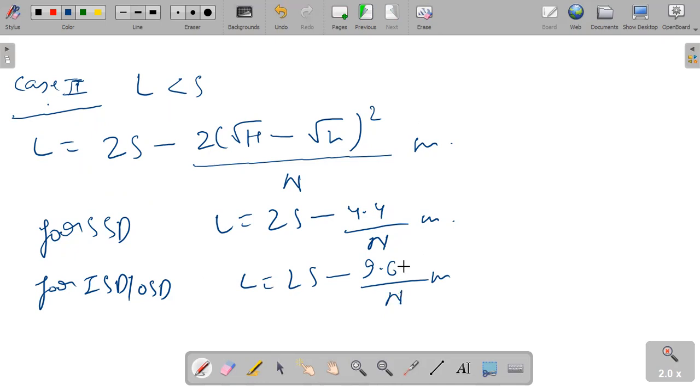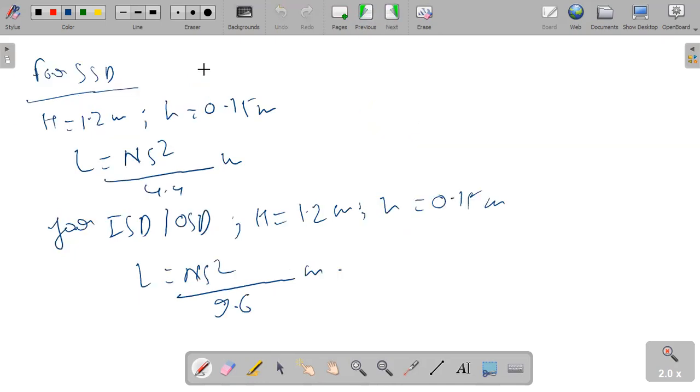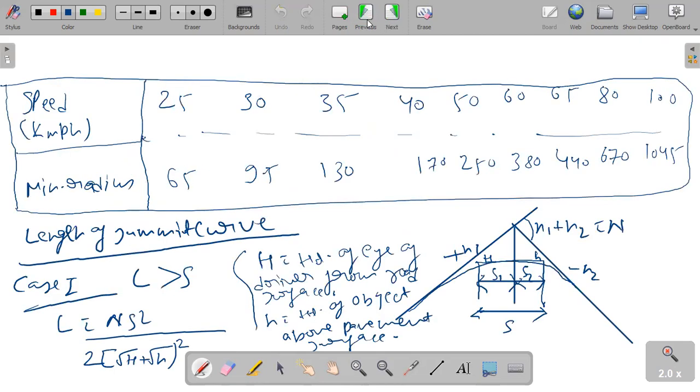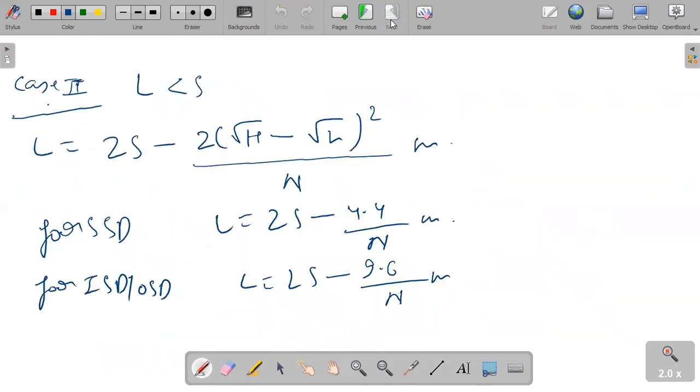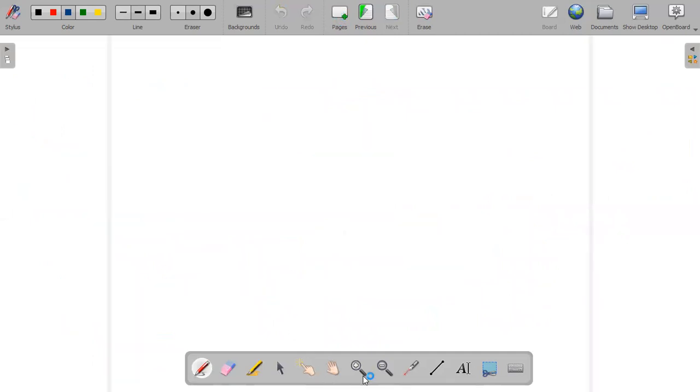Okay, so this is all about the summit curve for two conditions: when the length of curve is greater than the sight distance, and when the length of curve is smaller than the sight distance. Let's move forward to our next topic.